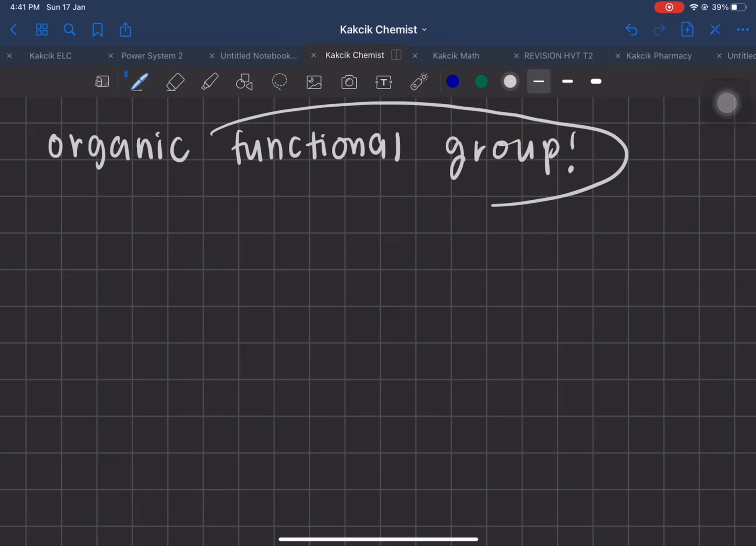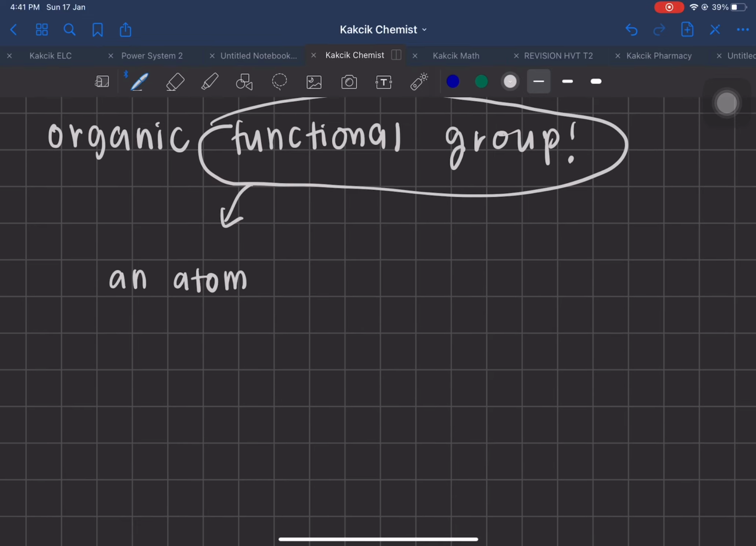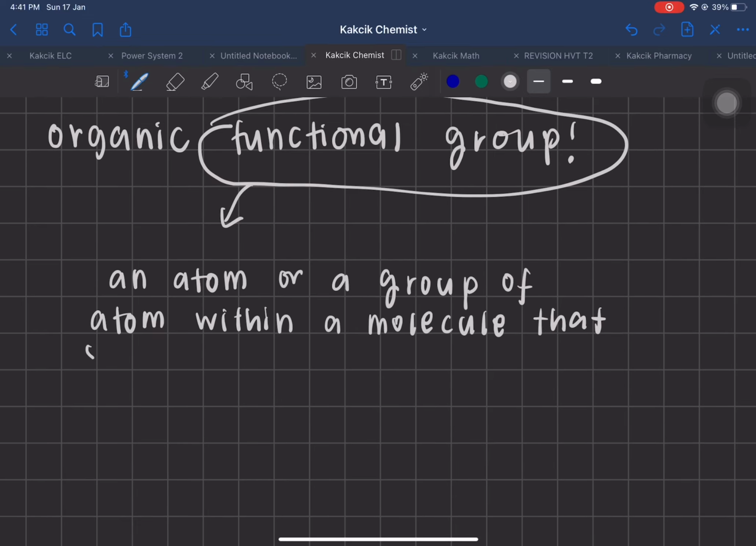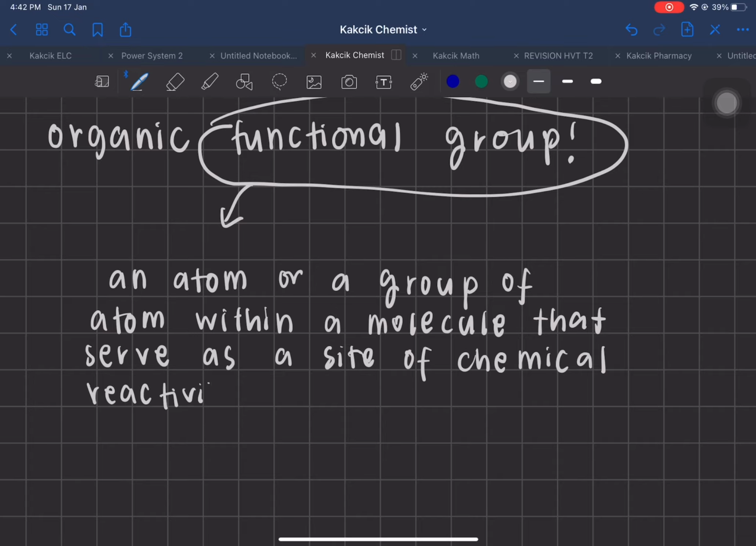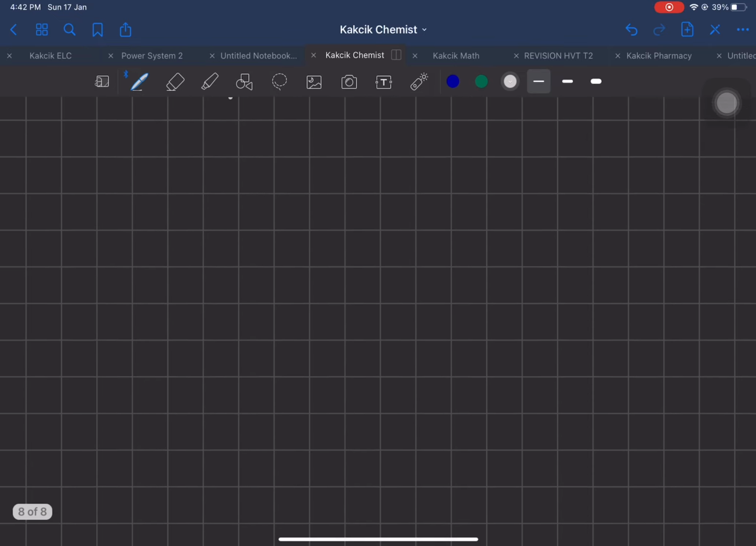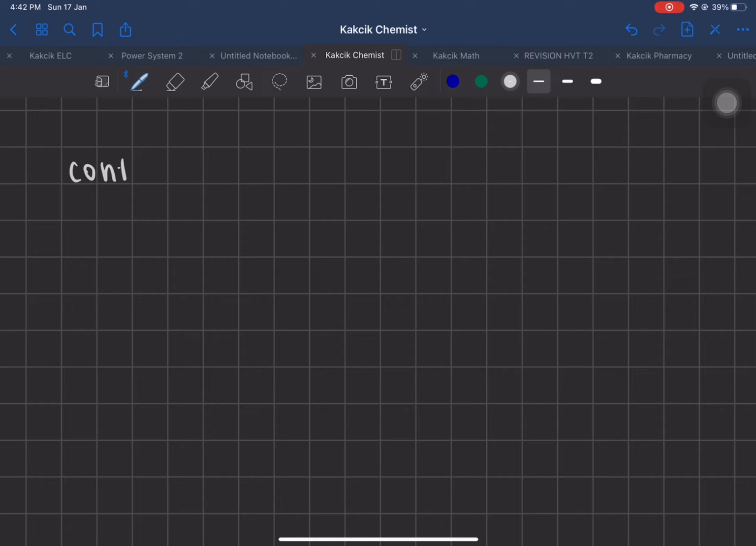Okay, lepas tu kita ada organic functional group. Organic functional group ni adalah an atom or a group of atoms within a molecule that serve as a site of chemical reactivity. So sebagai contoh, kita ada COOH, iaitu carboxylic acid, or kita also have alcohol or alkane, alkyne, ester, epoxide, haloalkane.